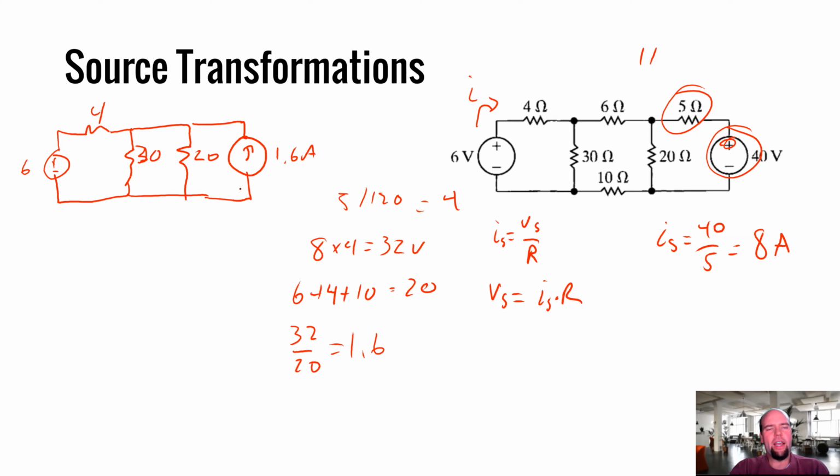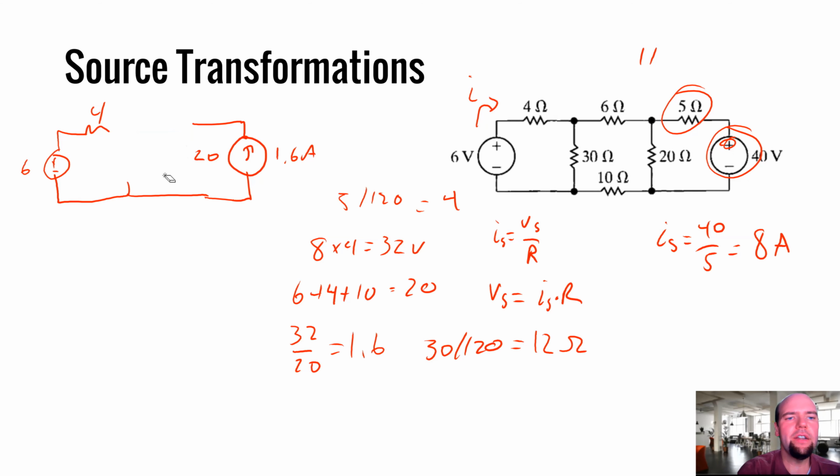All right. Now we can combine the 30 and the 20. So now we got 30 in parallel with a 20. If you've done enough of these homework problems, you probably know what a 30 in parallel with a 20 is. Try to guess. It's 12. So we can replace these with the 12.